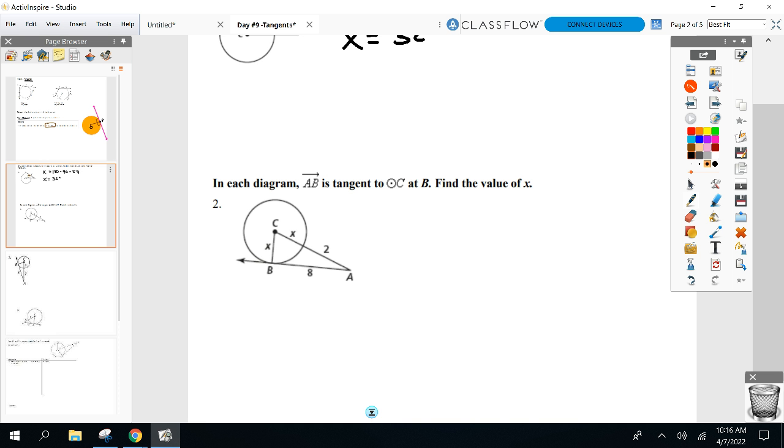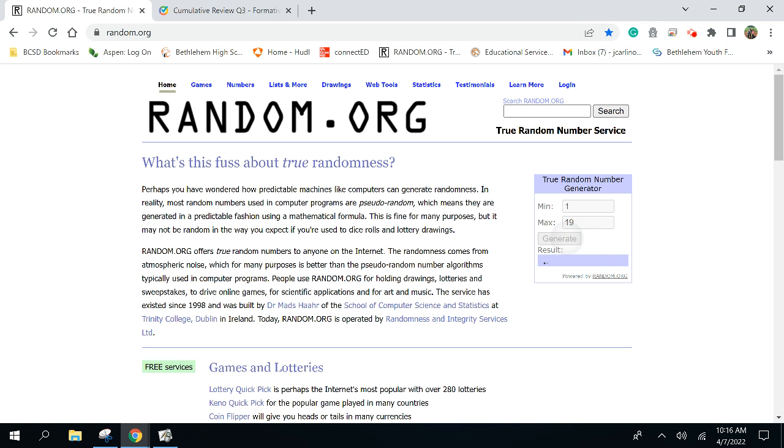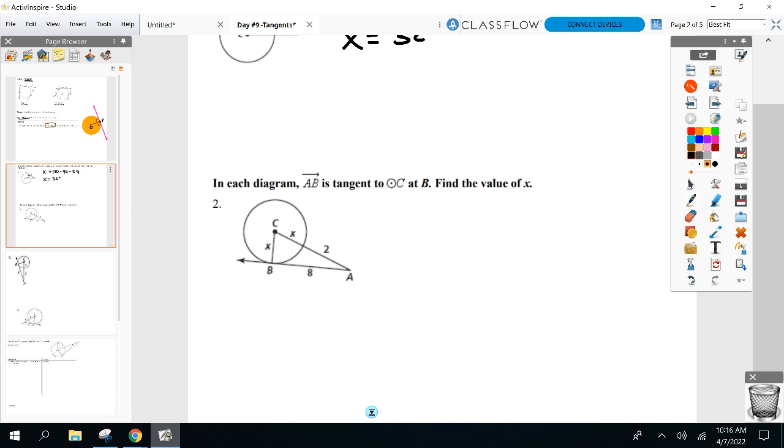Well, this looks nice. Anything you want to add on to this diagram that's going to help me out a lot? Where? Yep. So CBA, everyone, is a right angle. How can I find x now? I got a right triangle, so why not use what we've been using all year? Why not keep using it? Pythagorean theorem.